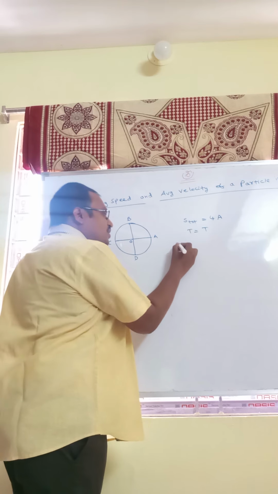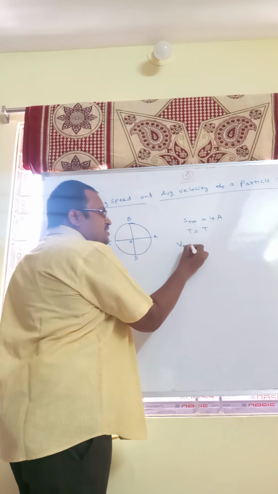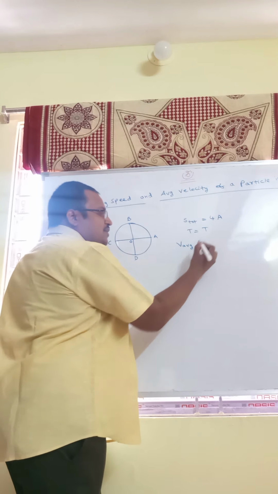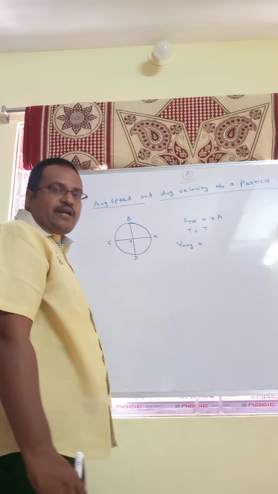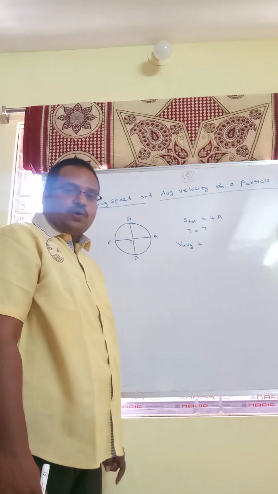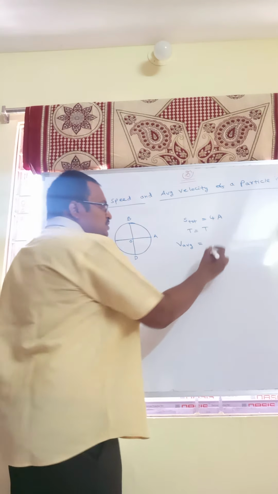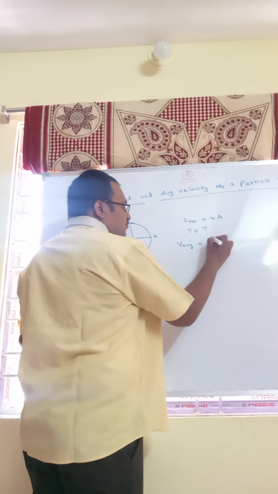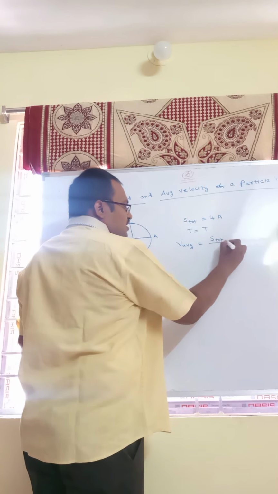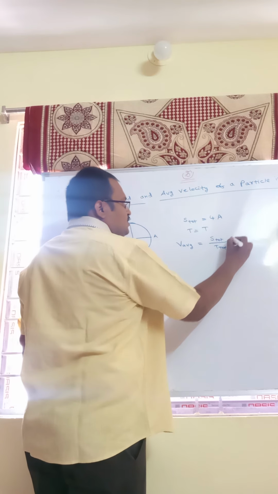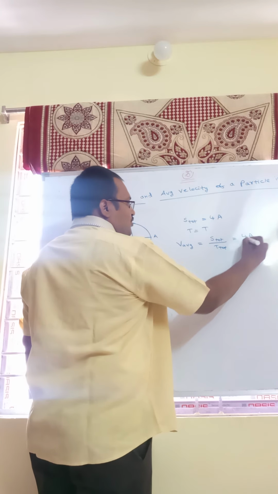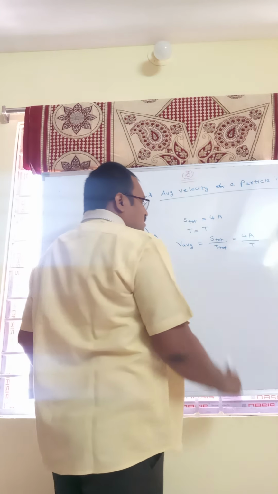Now I will go to average speed. What is average speed? Generally we know that average speed equals total distance by total time. So we will go to total distance by total time. Total distance is 4a by capital T.